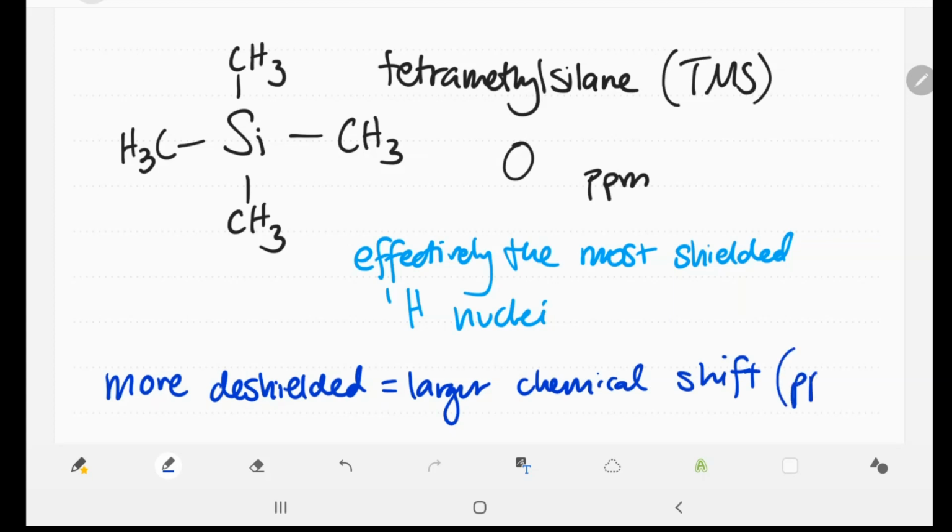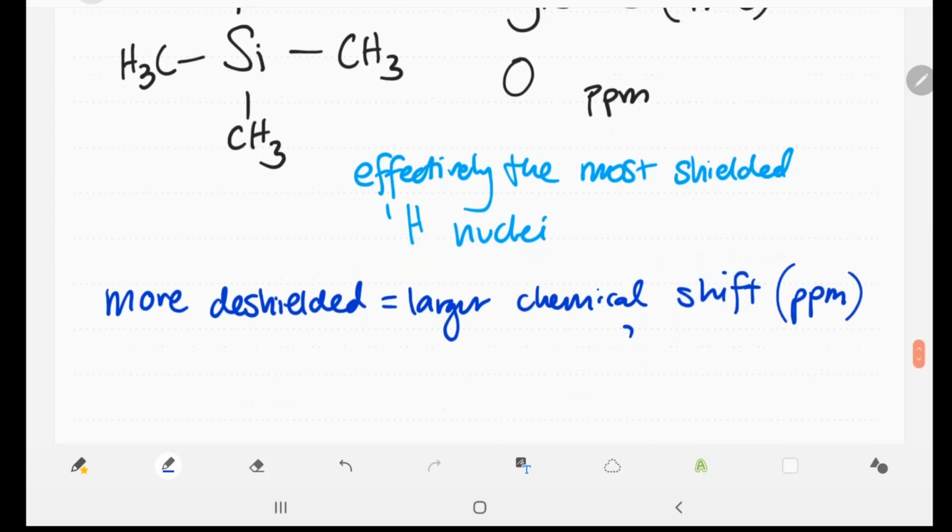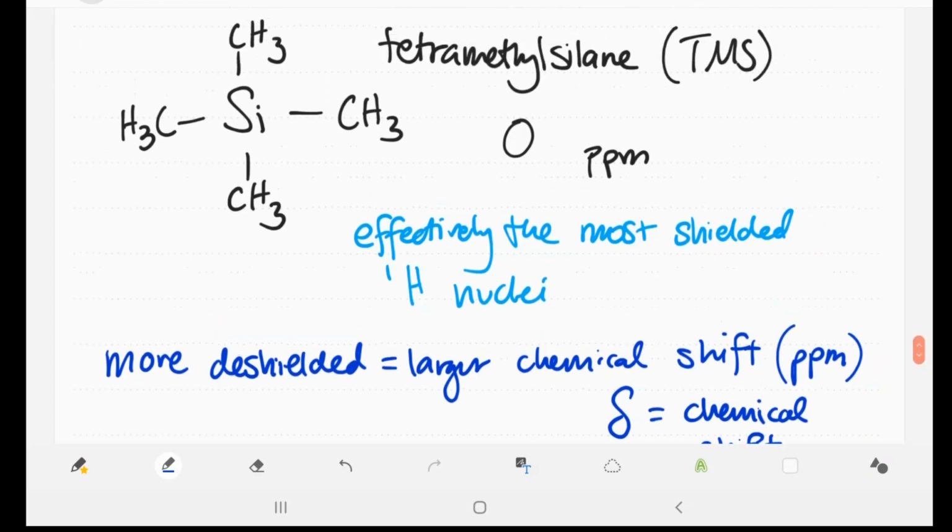Again, this is parts per million. We usually use the letter delta for chemical shift. By the way, you'll see that a lot, and it'll tell us things. Now, what's important to know is that the strength of your magnet does not affect the chemical shift, because these are all relative to each other. So it's all basically your 0 ppm is your tetramethylsilane.